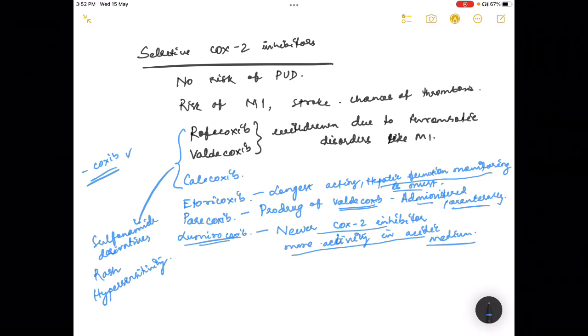Then coming to the selective COX-2 inhibitors. They have no risk of peptic ulcer disease as they are not inhibiting COX-1. But the other risks are there, that is the risk of thrombosis and myocardial infarction. That is why two drugs have been withdrawn, rofecoxib and valdecoxib. The other drugs of the group are celecoxib, etoricoxib, parecoxib and lumiracoxib. Out of these, the longest acting is etoricoxib, and lumiracoxib is the newer COX-2 inhibitor which works more in acidic medium. So this was all about non-steroidal anti-inflammatory drugs. Thank you.